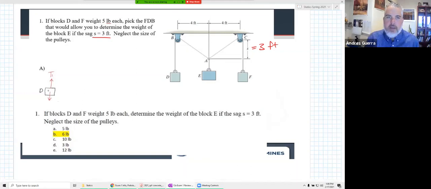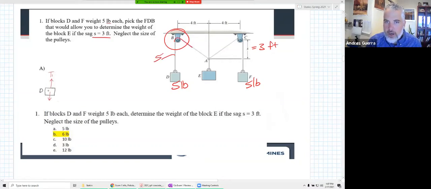So what do we want in an FBD? We want an FBD to have known values and not too many unknowns. Now we do know D is 5 pounds and we know F over here is 5 pounds. So those are known values and they go over these pulleys. Well, I don't necessarily need an FBD at this pulley right here, because I know if the tension in this segment is 5 pounds, then if this is a frictionless pulley, and they will all be frictionless pulleys for now, then this is also equal to 5 pounds. So actually, this is really my known, and then this one over here is equal to 5 pounds, and I'm looking for the weight of block E.